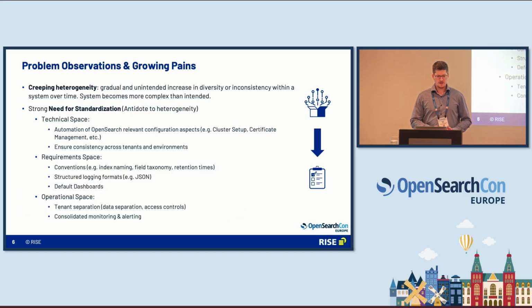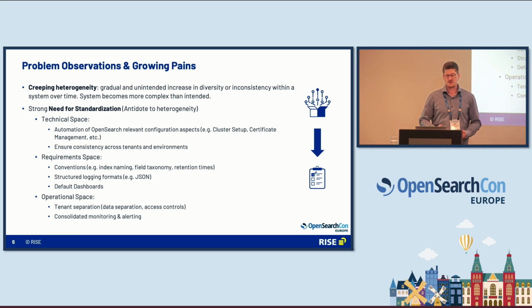Coming to the present and looking back through our journey, we had a lot of growing pains. And if I have to boil it down to just one slide, which of course is a major abstraction, I would boil it down to one point: be aware of creeping heterogeneity. This is where a system over time gradually becomes more complex than you originally intended. The antidote to heterogeneity in a system is standardization.